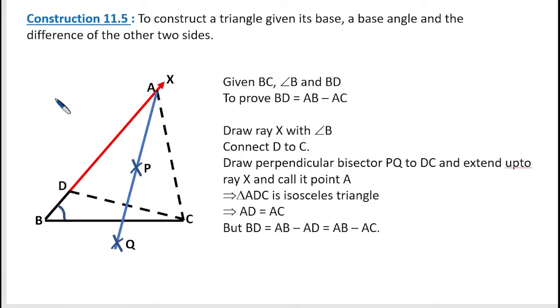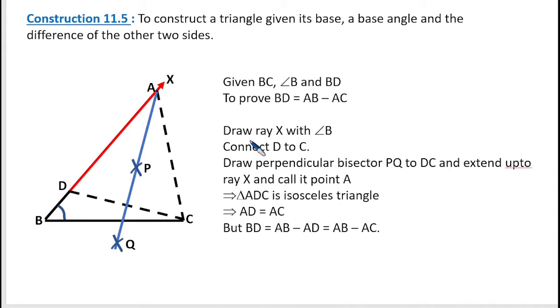Okay, the next construction, 11.5, says to construct a triangle given its base, this is BC, a base angle, this angle has been given, and the difference of the other two sides. So we have to construct a triangle where this BD equals AB minus AC. This is what we have to prove.